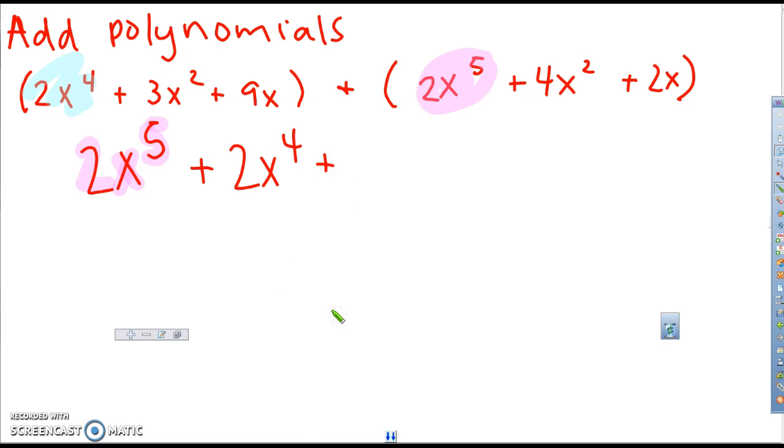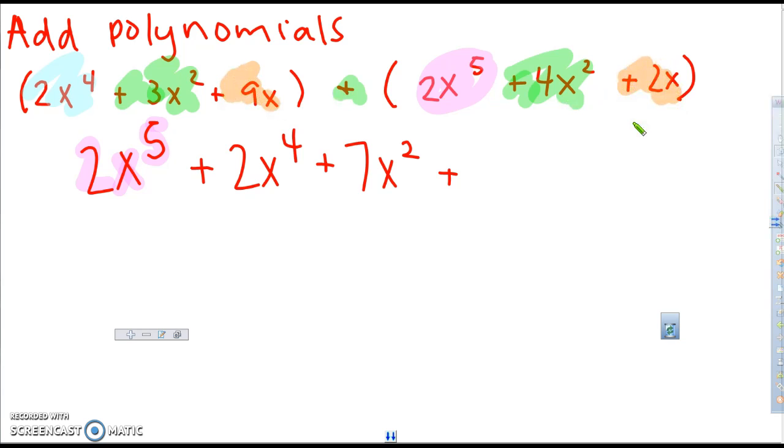Then I see two things that have a degree of 2. Guess what? I'm adding polynomials. Both of them are positive, and I'm adding. So I will combine those like terms. 3x squared plus 4x squared will give me 7x squared. And lastly, I have a positive 9x and a positive 2x, which I'm adding together to get 11x.